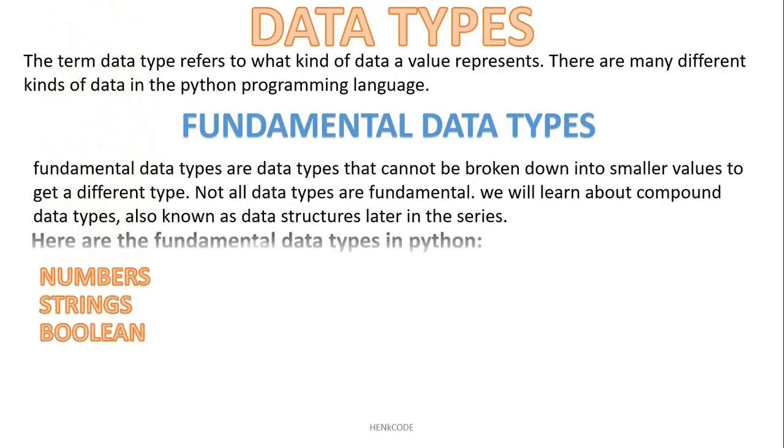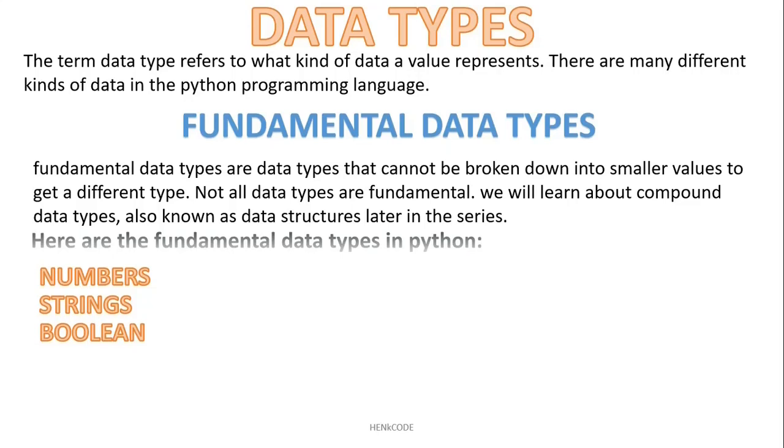Fundamental data types. These are data types that cannot be broken down into simpler or smaller values to get a different type. Not all data types are fundamental. We will learn about compound data types, also known as data structures, later in the series.